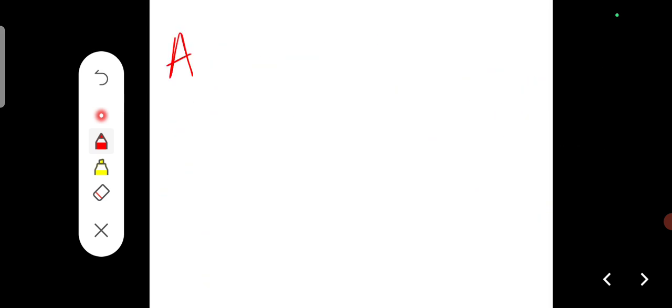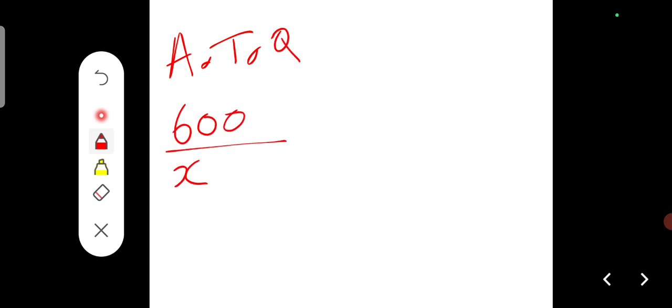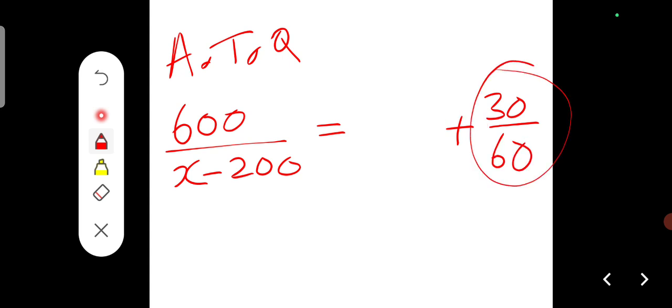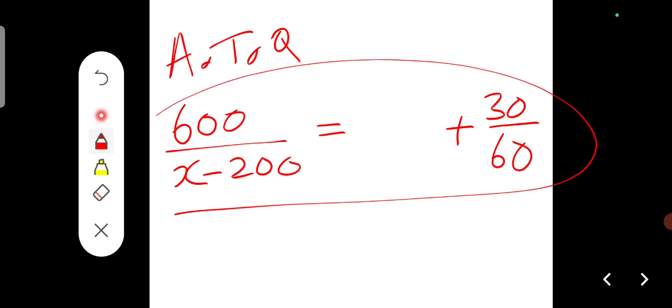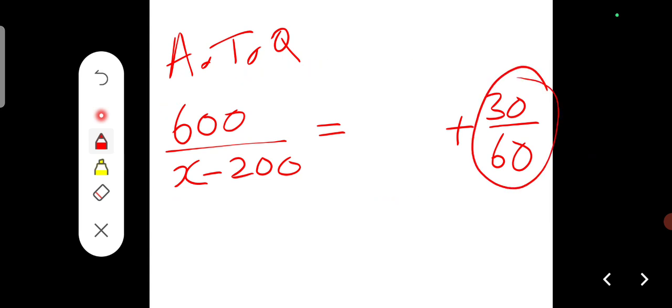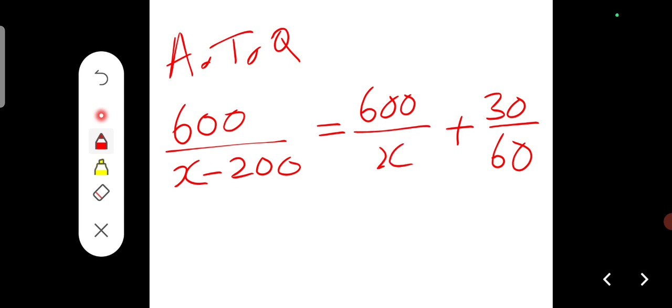According to the question, we are going to frame the equation. The time taken by the flight when the speed is reduced by 200 km per hour is half an hour, that is 30 minutes, more. So plus 30 minutes, which we convert into hours because we are writing everything in hours. It is 30 minutes more than the time taken by the flight in the average speed. Now we have framed the equation, we need to solve it.